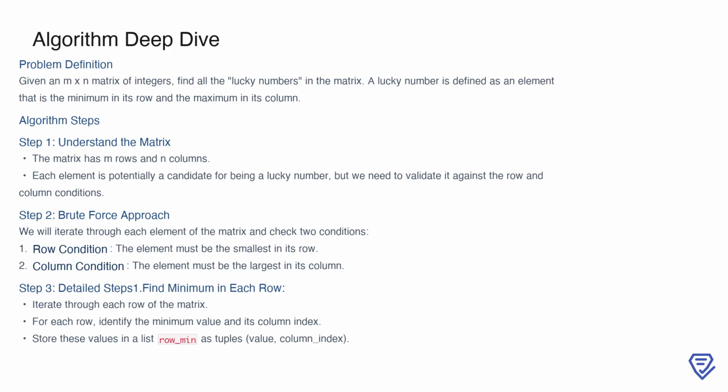A straightforward way to approach this is with a brute force method. We iterate through each element and check if it is the minimum in its row and the maximum in its column. To break this down further, the first step involves identifying the minimum value in each row. We iterate through every row in the matrix, locate the smallest value within that row, and store it along with its column index in a list called row_min. This will help us track potential candidates for lucky numbers based on the row condition.